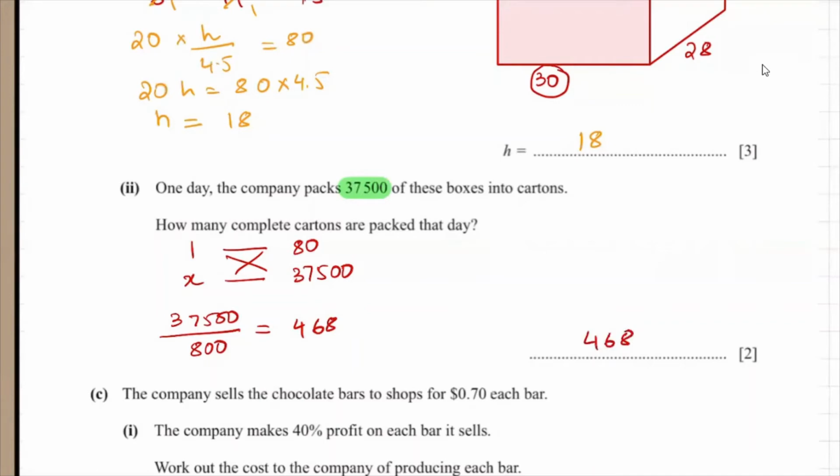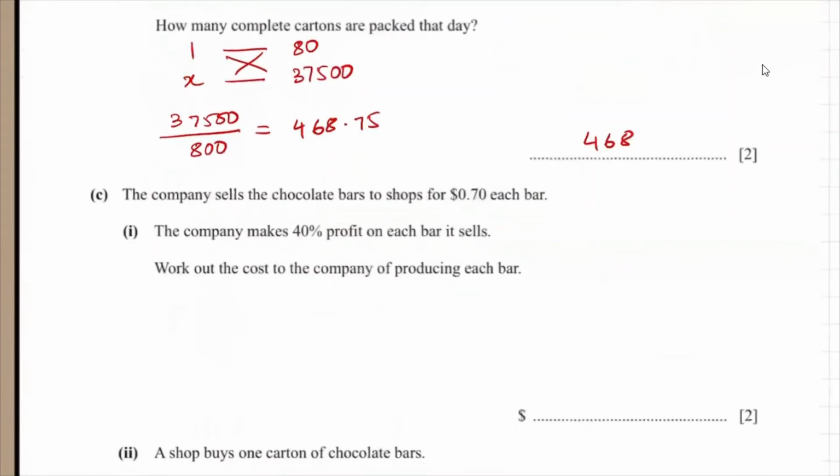However, if you see, the calculation says 0.5 as well, but they are asking how many complete cartons are packed. So I have to round it down in order to check how many cartons are completely packed. The company sells the chocolate bars to shops for 0.7 each bar. Notice this figure, 0.7 is the selling price.